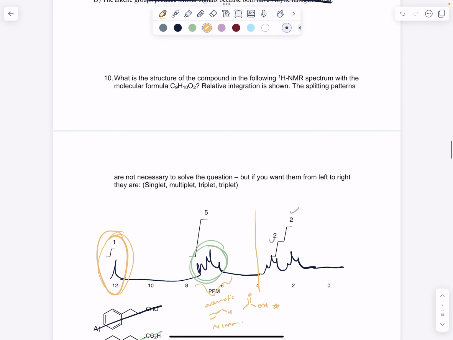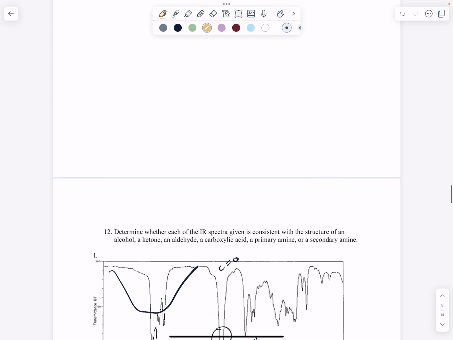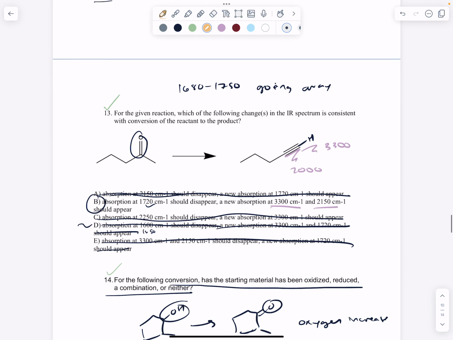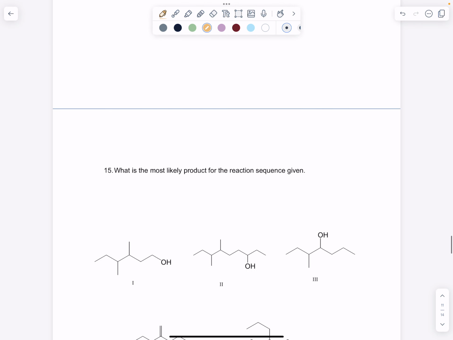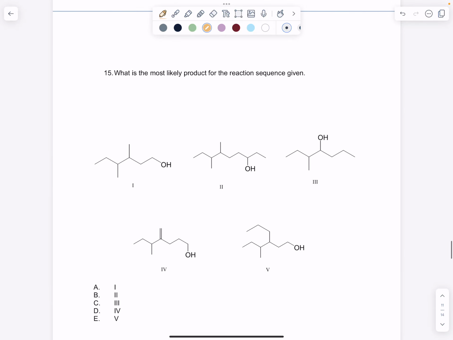10, I would have done on the second pass through. 12, I would have done on the second pass through. I might have saved that one for later because there were 2 spectra, so that would have been intimidating. And then I would have done 15. So that's what I mean when you should go through, collect points.